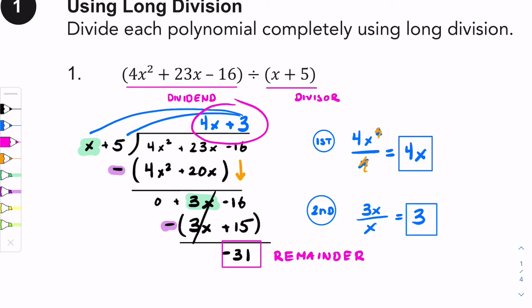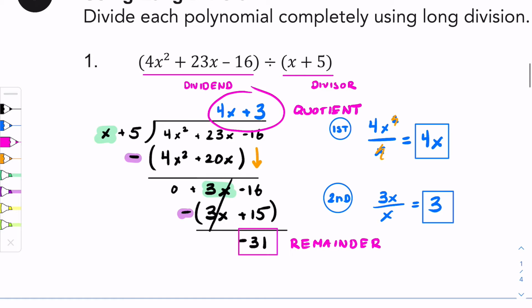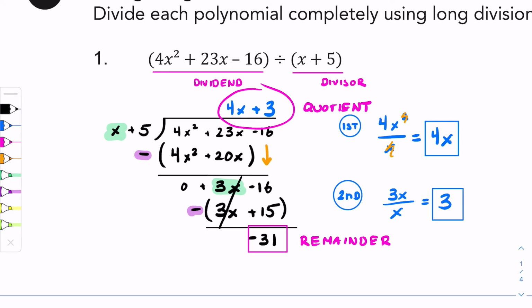This term right here, this is called your quotient. When we write our final answer, we write our answer as the quotient plus the remainder over the divisor. This would be 4x plus 3, that's your quotient, plus your remainder of negative 31 divided by the divisor of x plus 5. And this is your final answer.